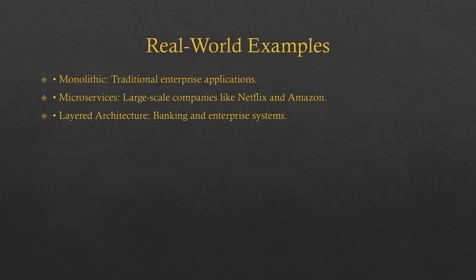Here are some real-world examples. Traditional enterprise applications often use monolithic architectures, while companies like Netflix and Amazon leverage microservices for scalability. Layered architecture is common in banking systems and enterprise applications.